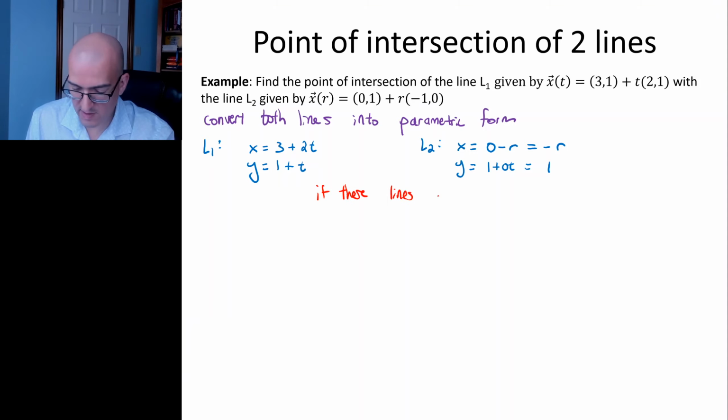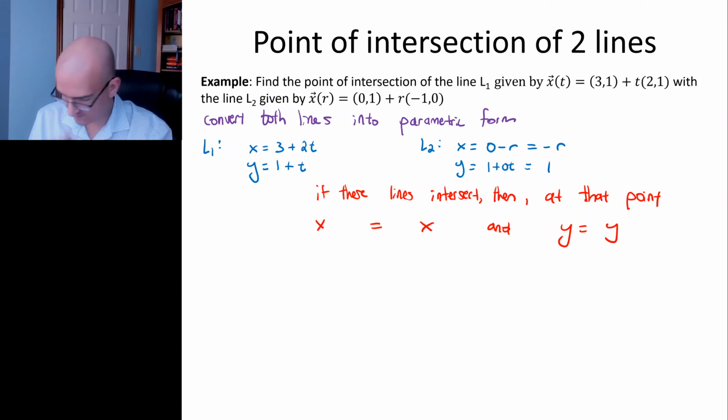If these lines intersect, then at that point we must have the following. We must have that the x coordinate of one is equal to the x coordinate of the other one, and the y coordinate is equal to the y coordinate. So if x is equal to x, that means that 3 plus 2t is equal to negative r. And if y is equal to y, that means that 1 plus t is equal to 1.